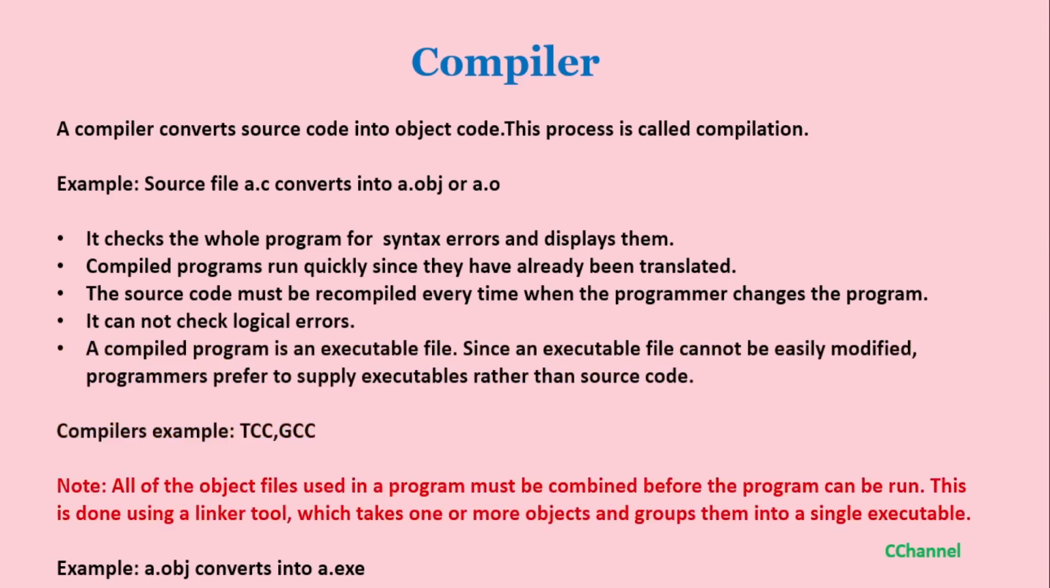All of the object files used in a program must be combined before the program can be run. This is done using a linker tool, which takes one or more objects and groups them into a single executable. Example, a.obj converts into a.exe.